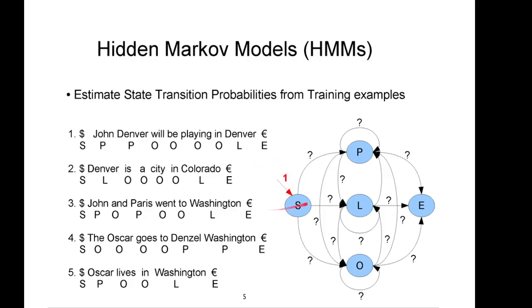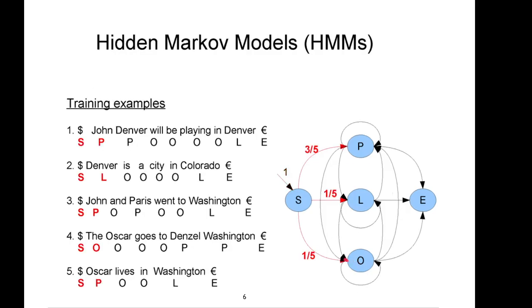We do have something known, and that is that we begin our sequence of states in the start state. So the start state has probability of 1. And now the big question is, what are the probabilities of all of the other states? So we begin in the start state, but how likely is it that we move from the start state to person, or from start to location, or from start to other?